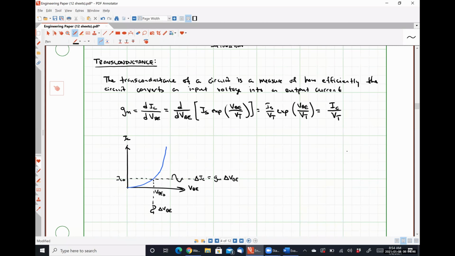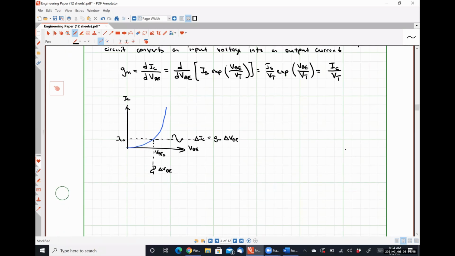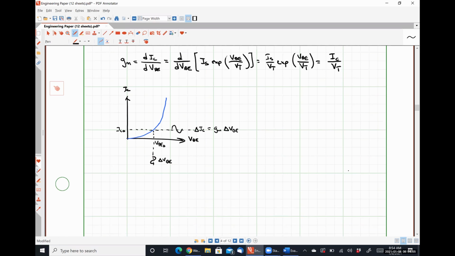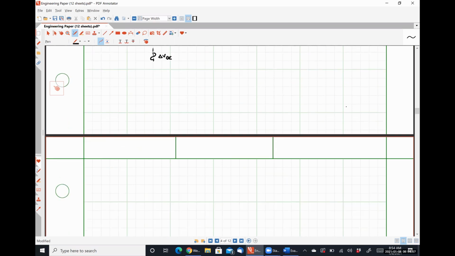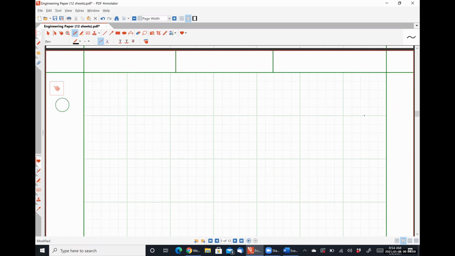So I just want to be clear about that. All right, so our last topic of the day then is going to be our small signal model. And if we have time, we'll work an example that will allow us to show how the transconductance can be used as signal amplification. All right, so small signal model.